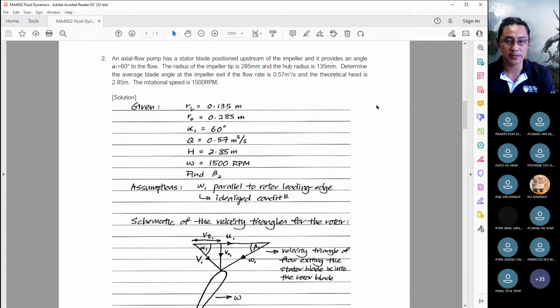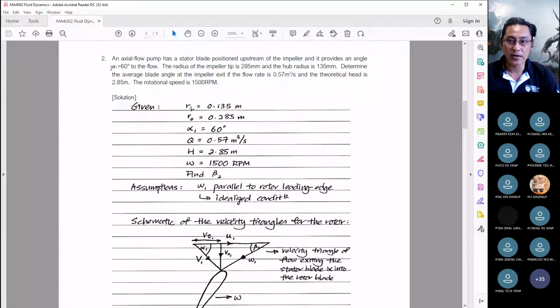So for this question, we're told that we've got an axial flow pump. It's got a stator blade. A stator blade means you still have the hub in the middle, and you still have all those blades, but these blades are not spinning; they are static. That's why it's called a stator. So we have a stator blade positioned upstream of the impeller. The impeller is the rotor. And this stator blade provides an angle alpha 1 equal to 60 degrees to the flow.